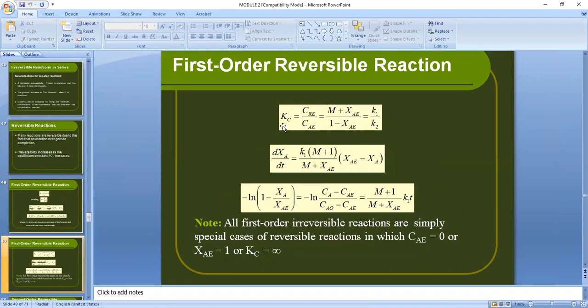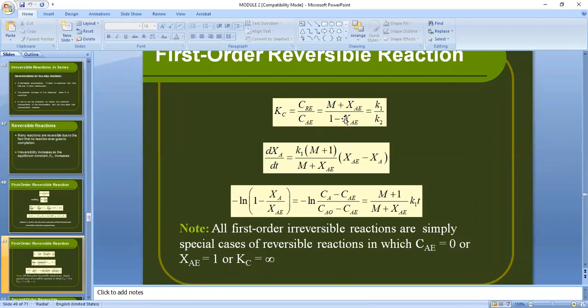Okay, let me see. You have here a formula in determining the equilibrium constant. It's very specific, the way it's written in our book, that the conversion is conversion at equilibrium, because the concentration should be concentration at equilibrium. And you have here the ratio of the two rate constants. The final formula is this one, class, for a first order reversible reaction.